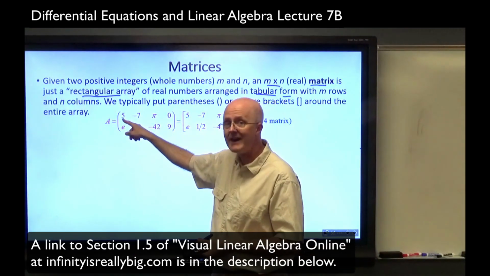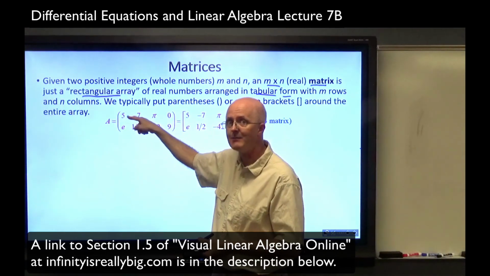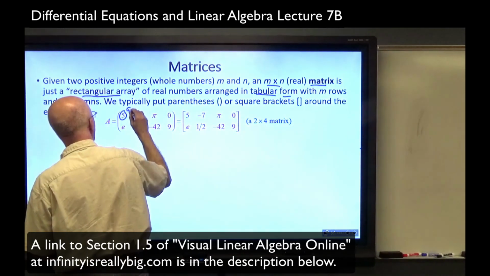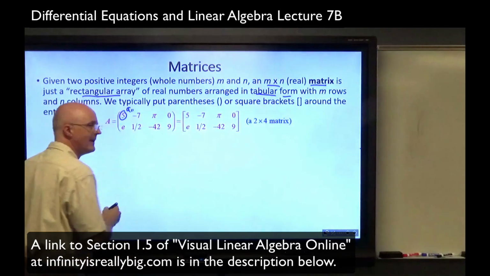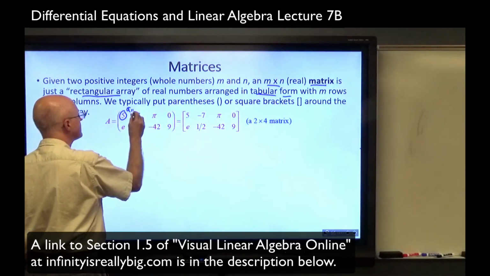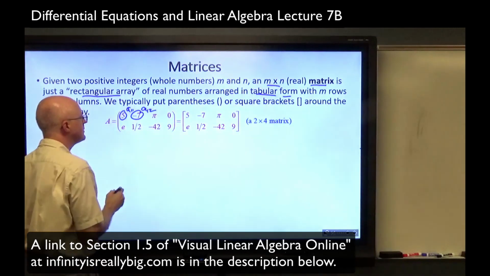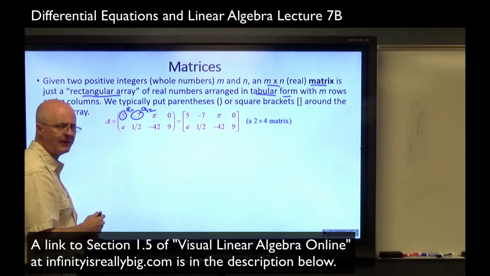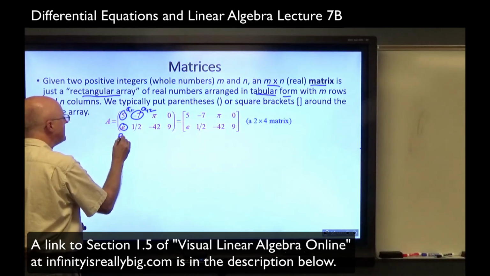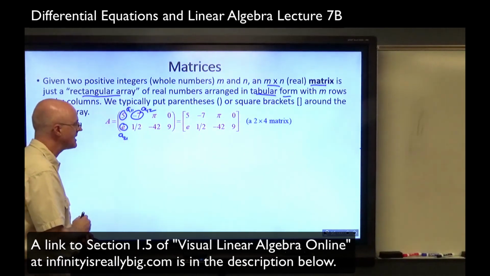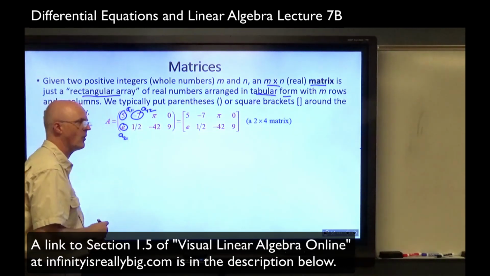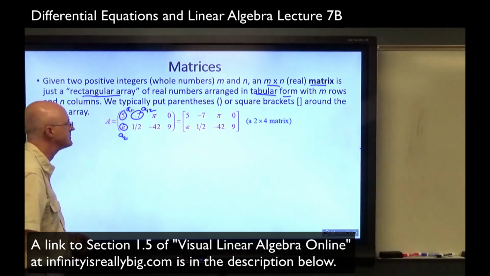The 1,1 entry, first row, first column, is 5. You might call this A11. That's supposed to be an A there. The 1,2 entry, first row, second column, is -7. You might call that A12. The A13, 1,3 entry, is pi, A14 is 0, A21 is the number e, second row, first column, A22 is 1/2, A23 is -42, and A24 is 9. That's the notation we sometimes use for the entries.